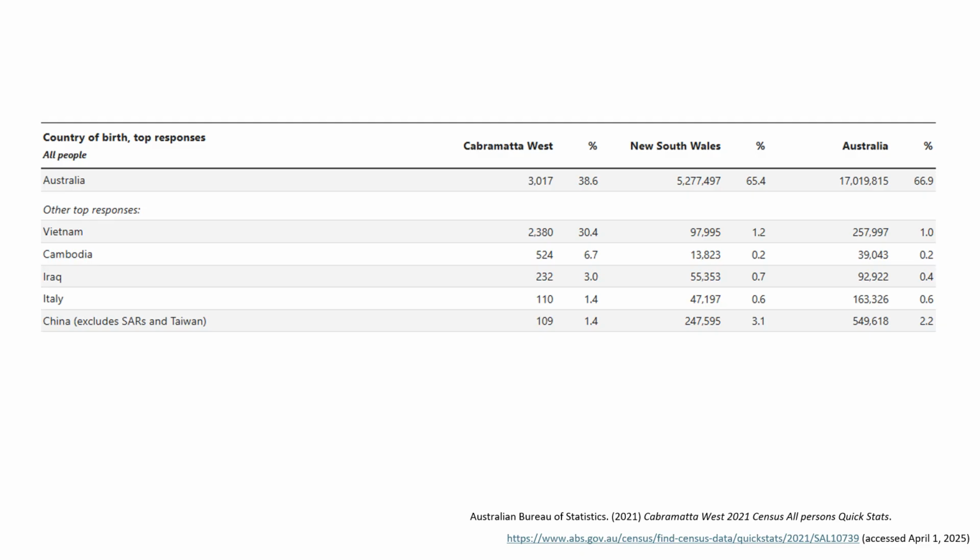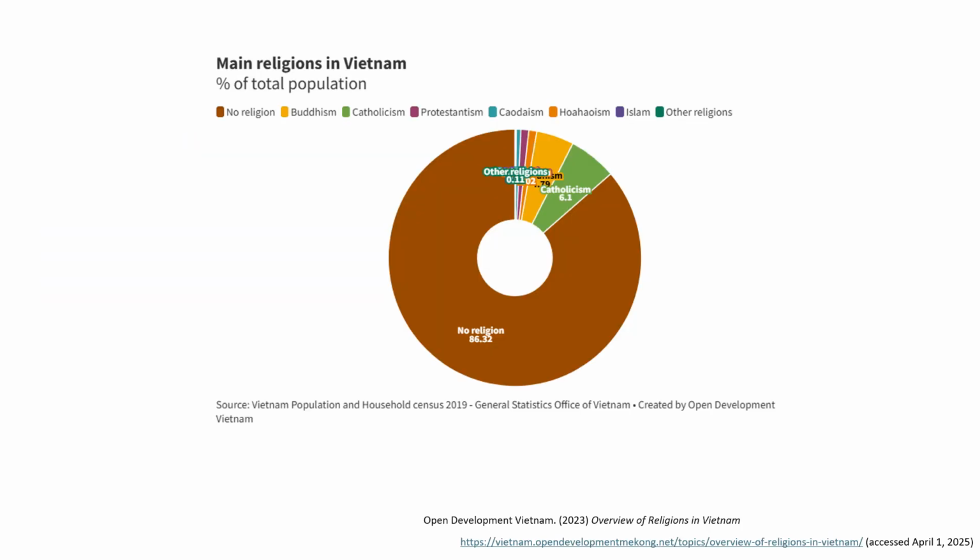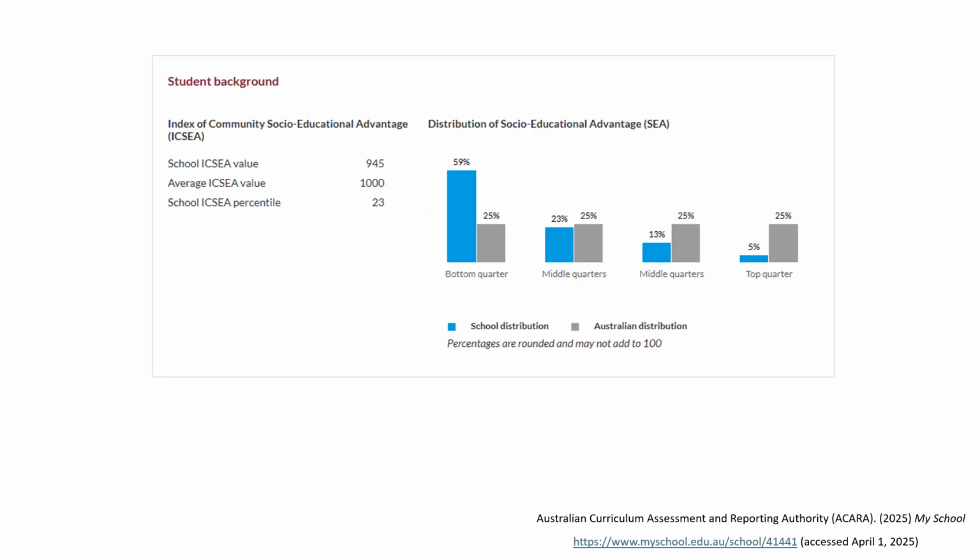16 students were born in Australia, 10 were born in Vietnam, 1 student was born in Cambodia, and 1 was born in Iraq. 23 students have no religion. 3 students are Buddhist, 1 is Catholic, and 1 is Muslim. The school is in a low socioeconomic community.